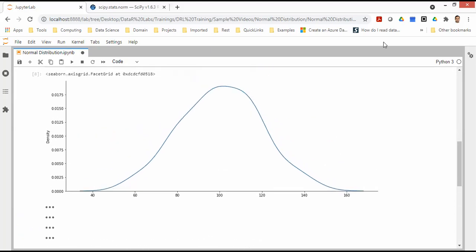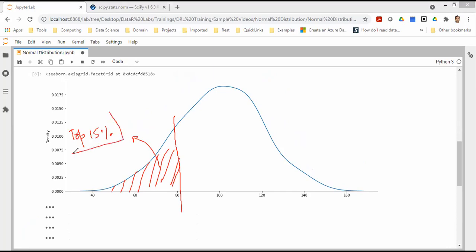So what does that mean? If I have to visually interpret this, this means that the top 15 percentile of all the learners who are attending the program are able to complete the program within 81 hours.